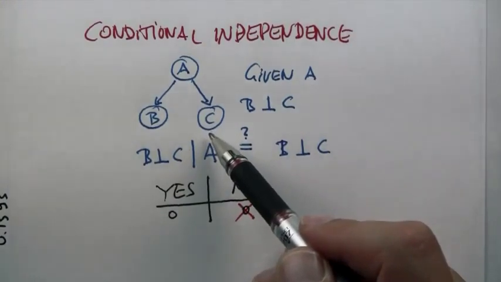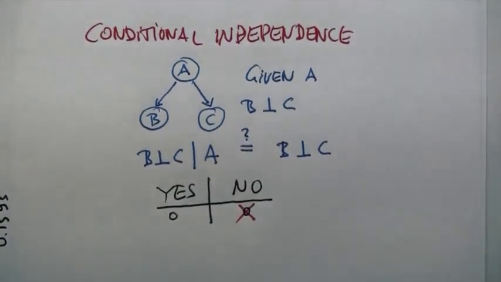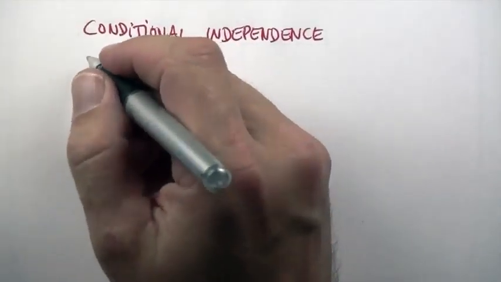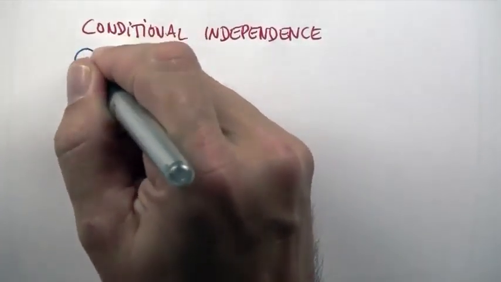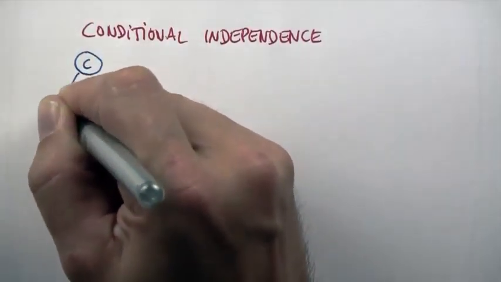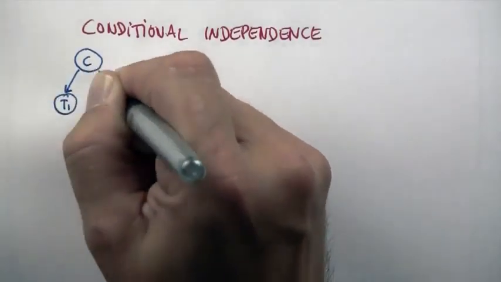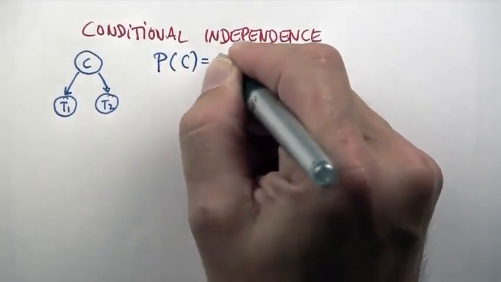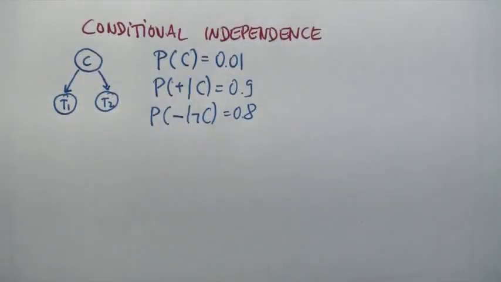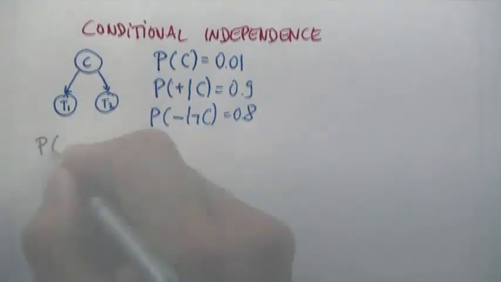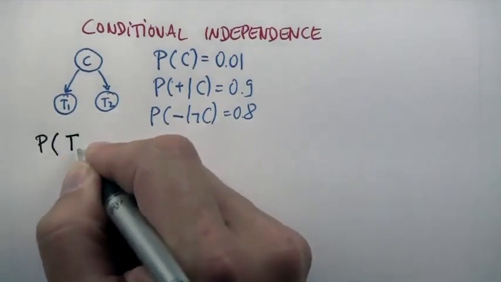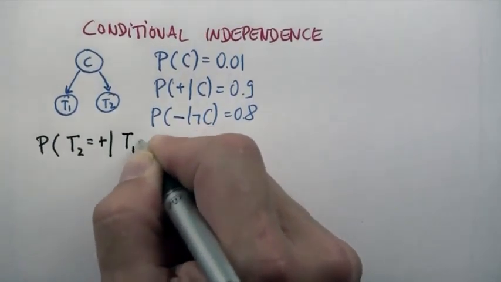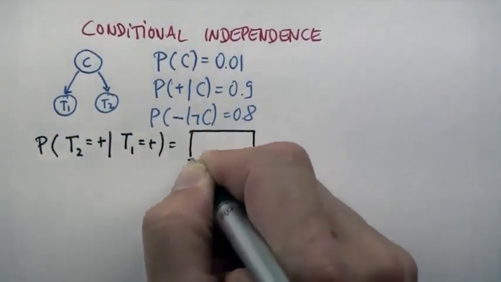That's really important to understand. So that we understand it, let me make you calculate those probabilities. Let me draw the cancer example again with two tests. Here's my cancer variable, and then there are two conditionally independent tests, T1 and T2. And as before, let me assume that the prior probability of cancer is 0.01. What I want you to compute for me is the probability of the second test to be positive if we know that the first test was positive. So write this into the following box.